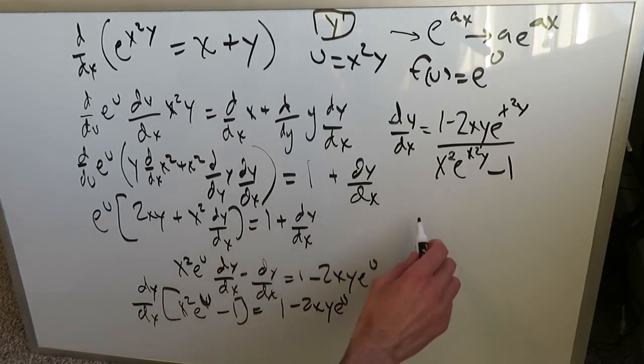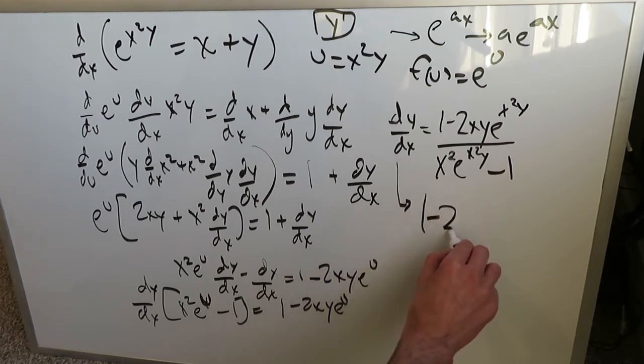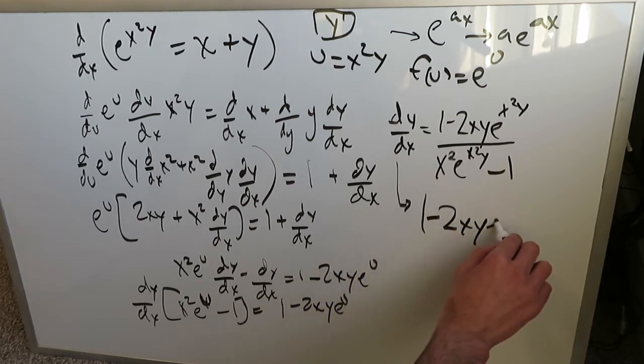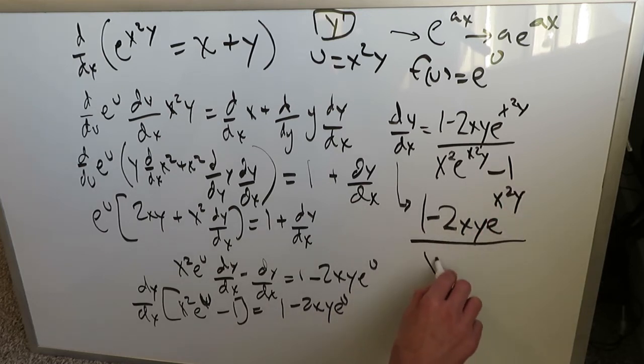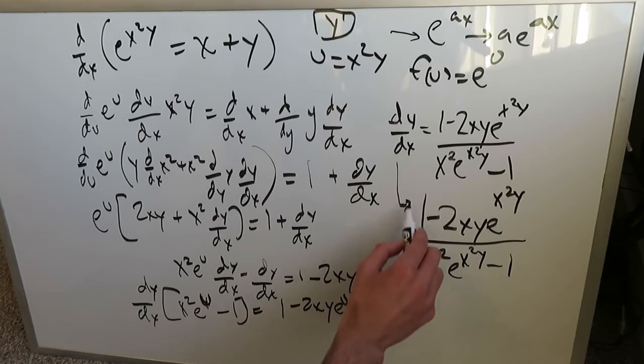So when you have this derivative, I'm going to write it here again in a more legible format: 1 minus 2xy over x squared e to the x squared y minus 1. When you have this derivative, all you have to do is plug in the x and y values, which gives you the slope of your tangent line, and our final answer is right over here.